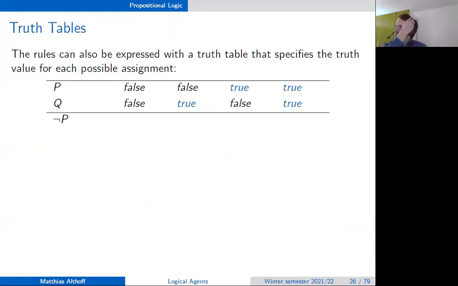So now you can easily form these truth tables. You have all combinations of P and Q. So not P is just everything negated, so it's true, true, false, false. P and Q would be false, false, false, true, and so on.